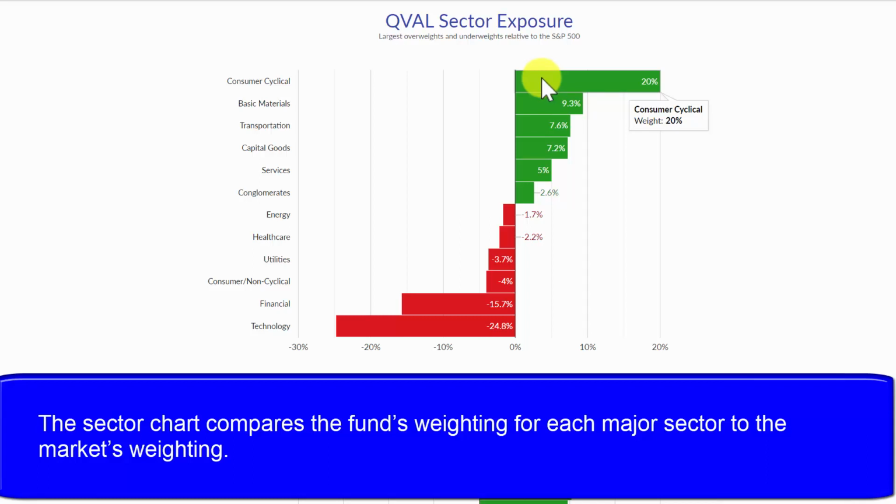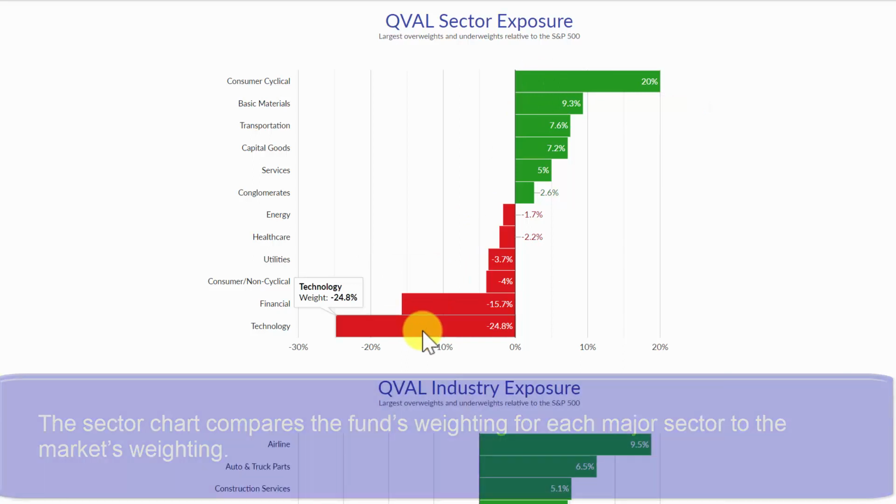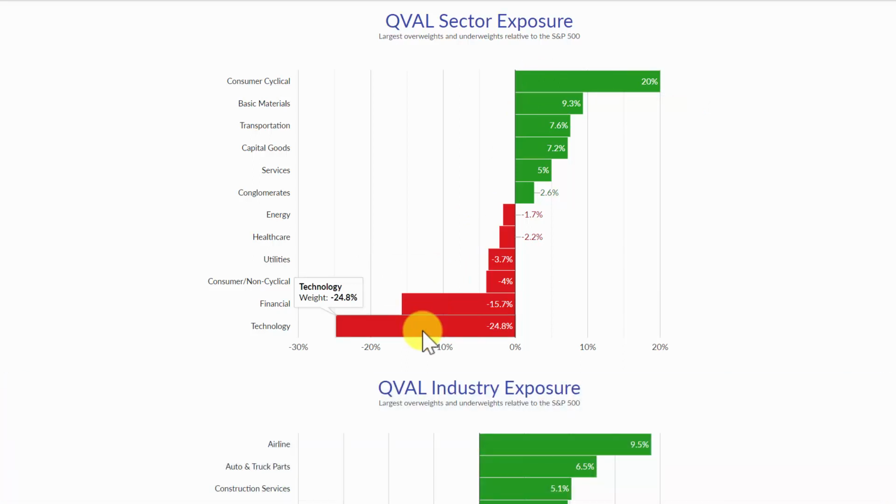And its greatest underweight is technology. And so in this case, the difference between the S&P 500's weight in technology and this fund's is minus 24.8%. So this has a lot less technology than the S&P 500.